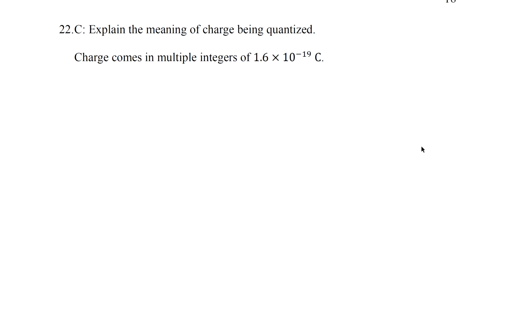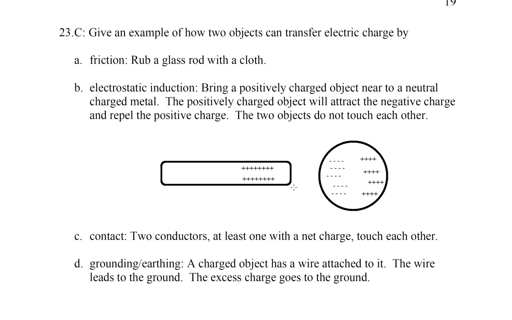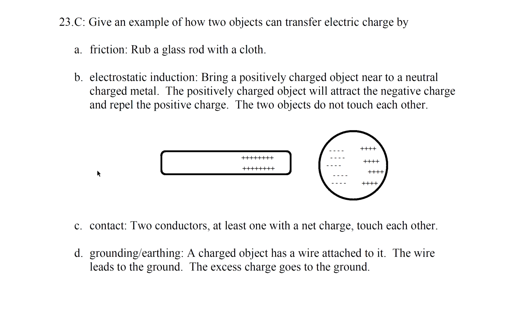Question 22. Explain the meaning of charge being quantized. So quantized means charge comes in integer multiples of 1.6 times 10 to the minus 19 coulombs. Question 23. Give an example of how two objects can transfer electric charge by friction. Okay. Rub a glass rod with a cloth.